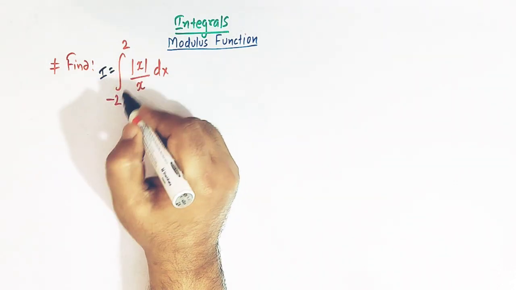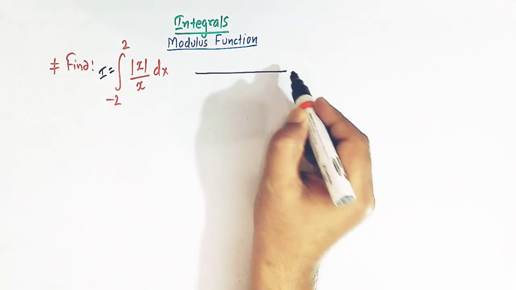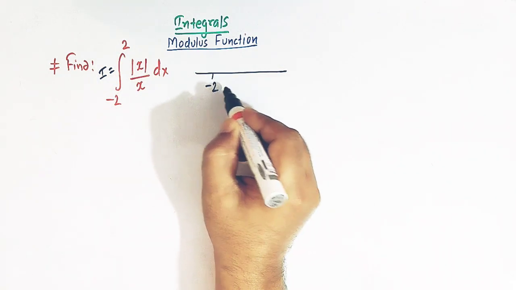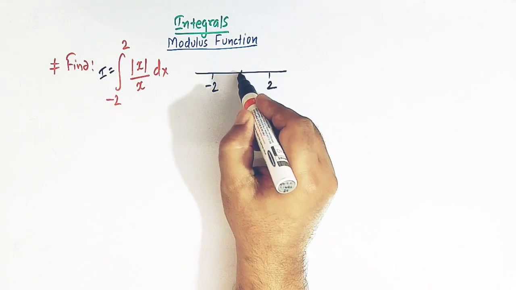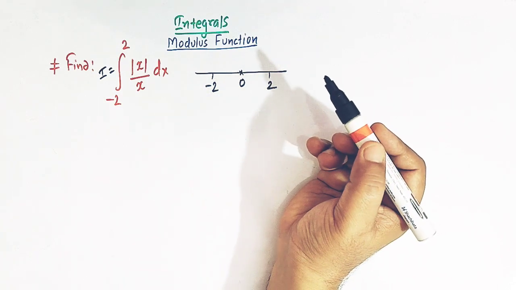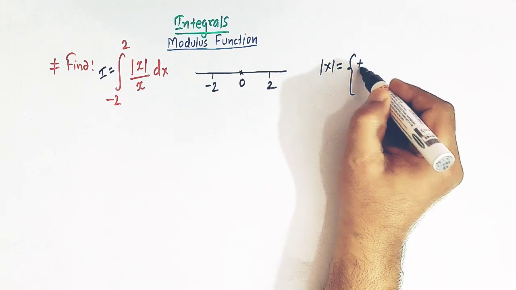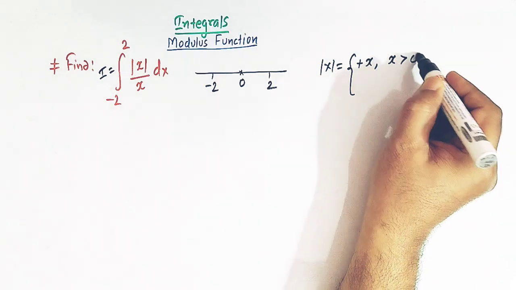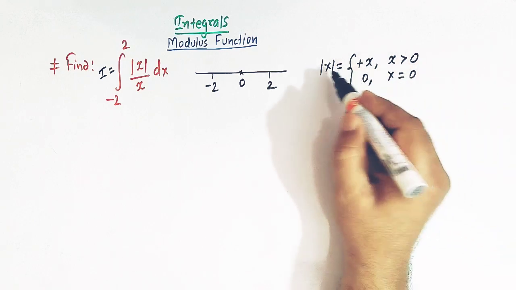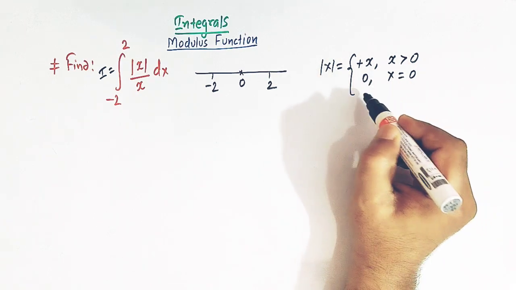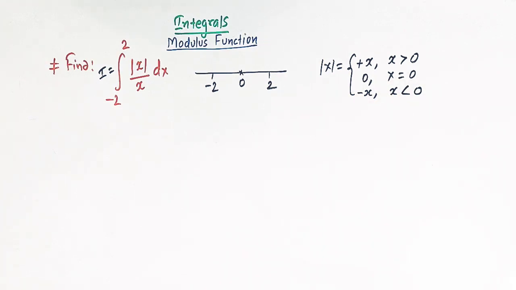Here I will take the help of the definition of the mod function. Now see, the limits of integration go from minus 2 to 2, and between minus 2 and 2 we have the integer 0. Mod x is defined like this: mod x is positive x whenever x is greater than 0, mod x takes the value 0 when x is equal to 0, and mod x is equal to negative x whenever x is less than 0.